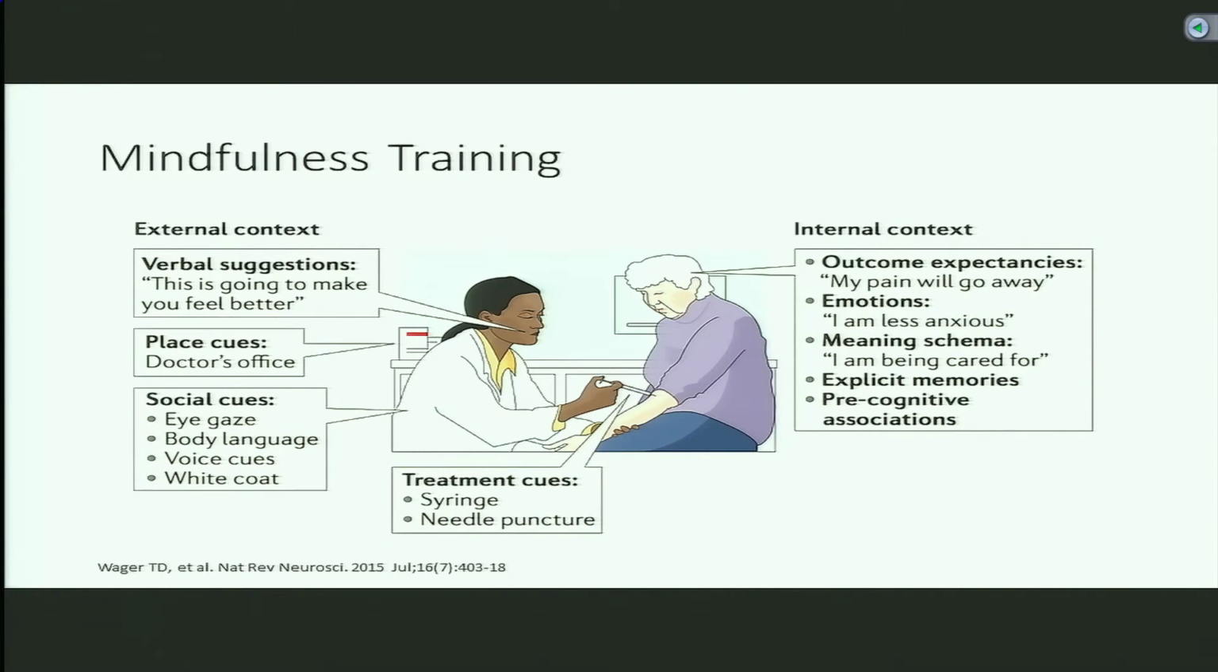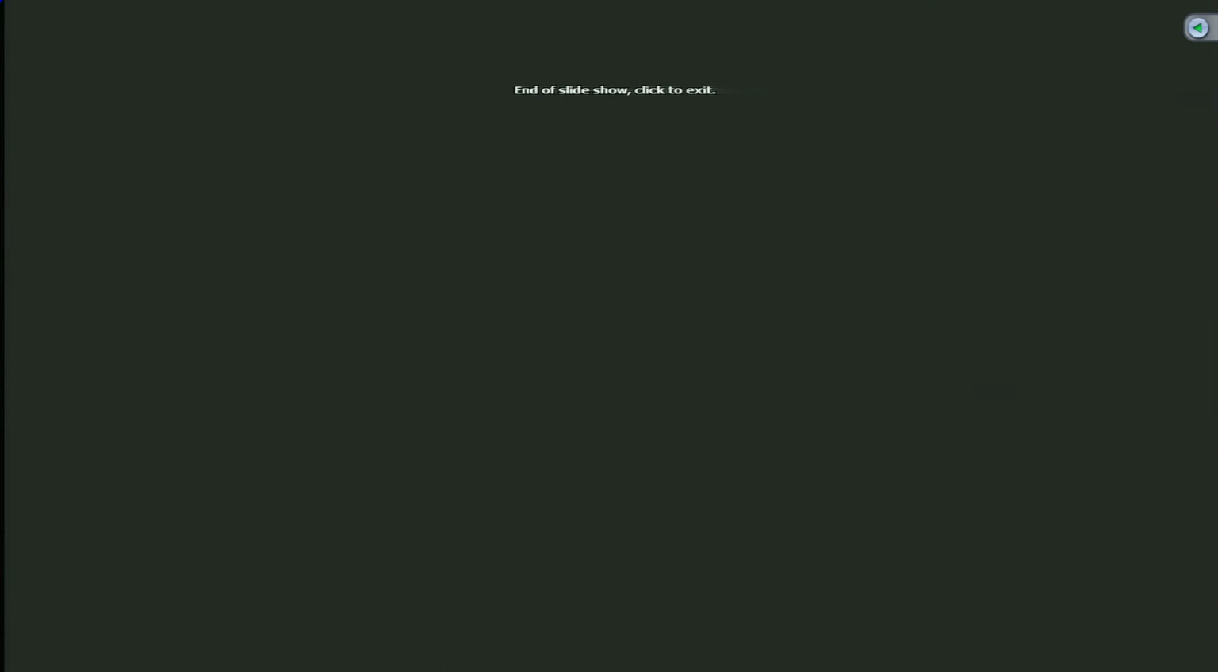The context in which patients experience pain can have a very strong effect on the actual level of pain that they experience. So this could mean mindfulness training, leading patients through some mindfulness exercises, or some sort of neurofeedback to teach them how to better recruit this descending anti-nociceptive system. So, thank you.